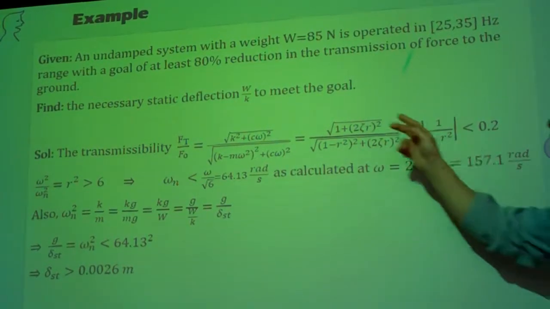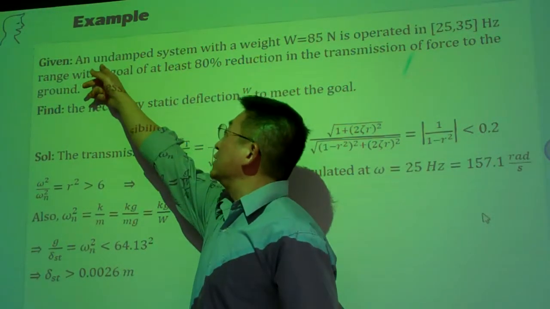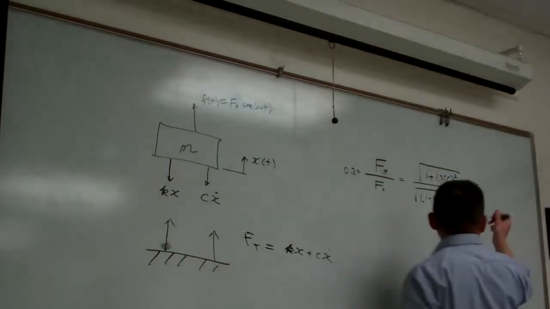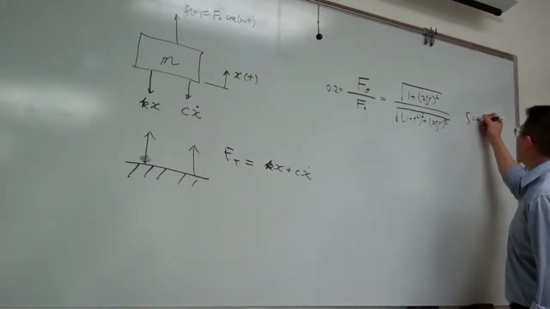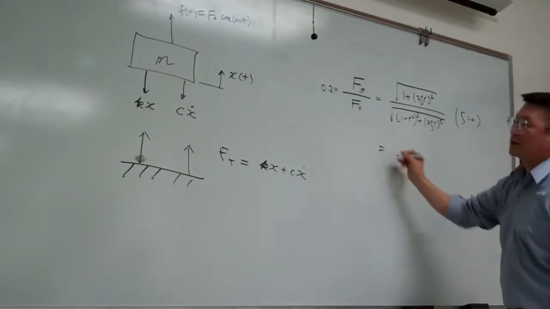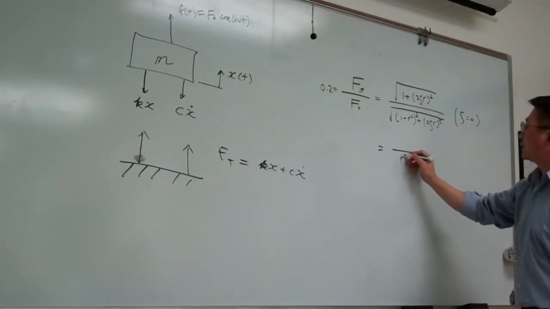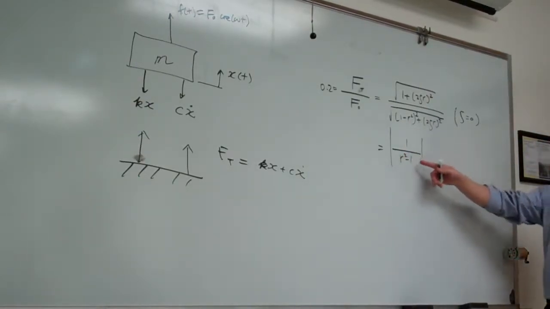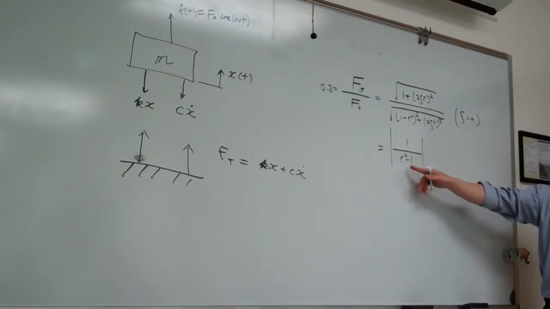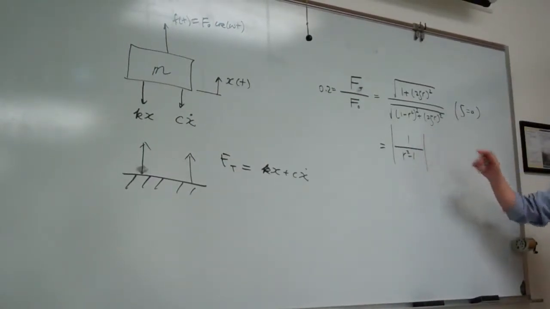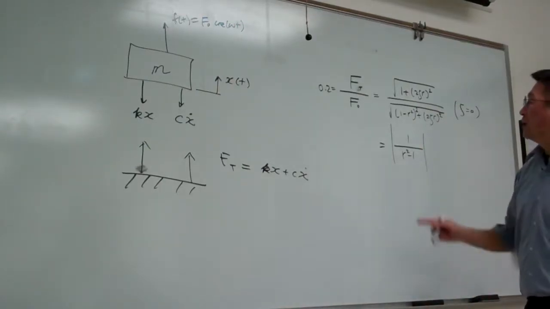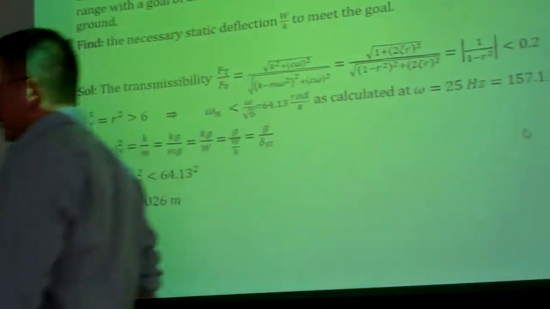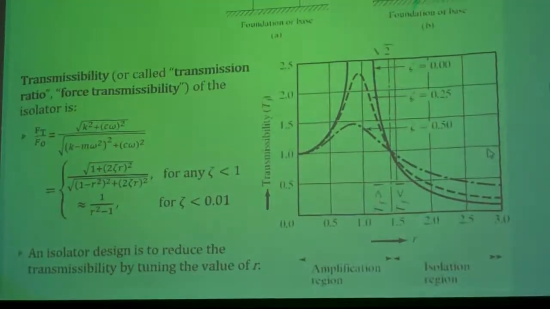For this example, again, we pick the damping ratio. This one is an undamped system, which gives us a good time. So for this case the damping ratio is equal to 0. This term can be simplified into 1 over r squared minus 1, taking the absolute value. We don't know if the r value is greater than 1 or less than 1, so we simply keep the absolute value here. So this one is 0.2.